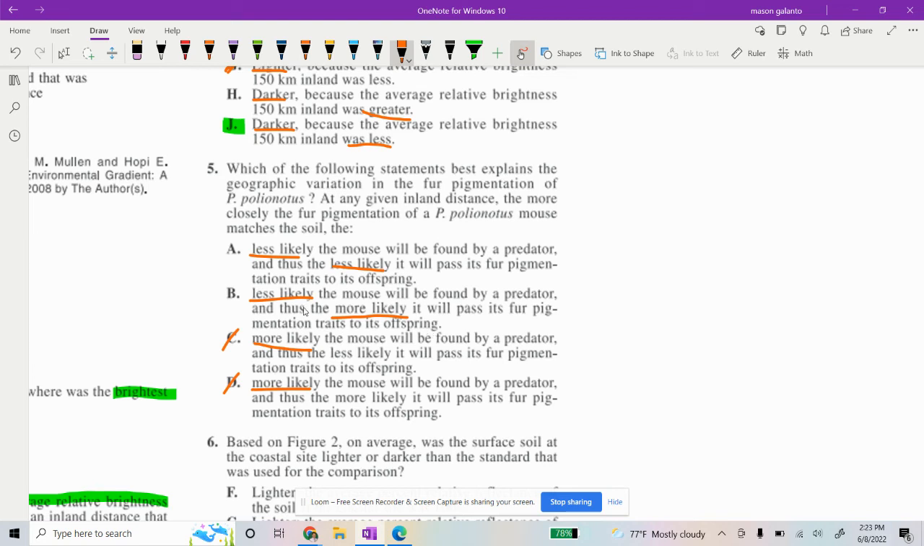Well, if you're going to survive because of your traits, this is just pure evolution at this point. You're more likely to pass on your traits. Note that this is not from the graphs. This is prerequisite knowledge. You have to have a basic understanding of evolution, of camouflage, of how evolution works.